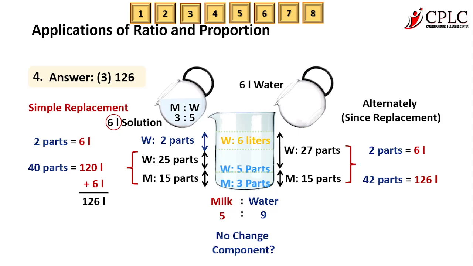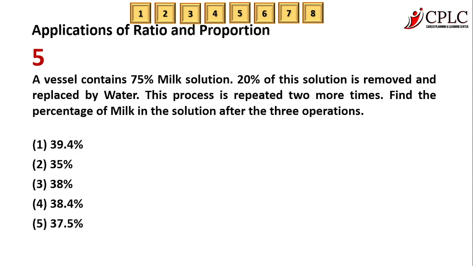So this was the fourth question. Let's look at the fifth question, which says a vessel contains 75% milk solution. Sorry, not in the ratio, my bad. 20% of this solution is removed and replaced by water, and this process is then repeated two more times. Find the percentage of milk in the solution after the three operations, is what they are asking.